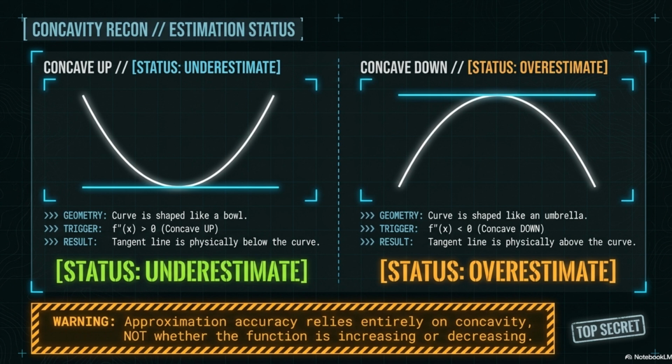Approximation accuracy relies entirely on concavity, not on whether the function is increasing or decreasing. If a curve is concave up, it is shaped like a bowl, meaning the tangent line sits physically below the curve, resulting in an underestimate. If it is concave down, like an umbrella, the tangent sits above, resulting in an overestimate.